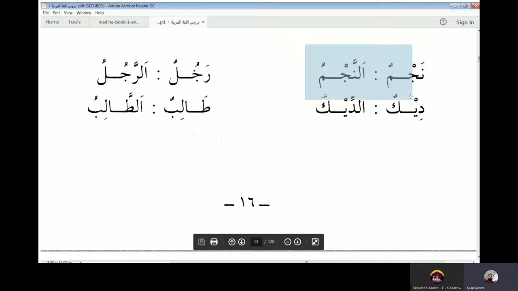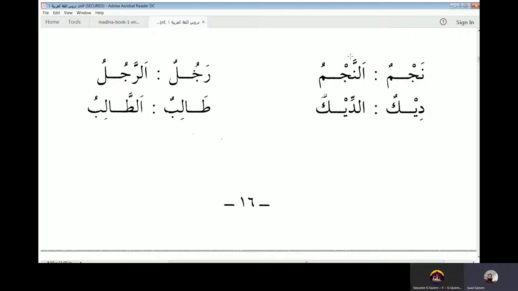Yesterday you learned about this in the key book, that whenever you have shadda after lam, lam becomes silent. So read this.